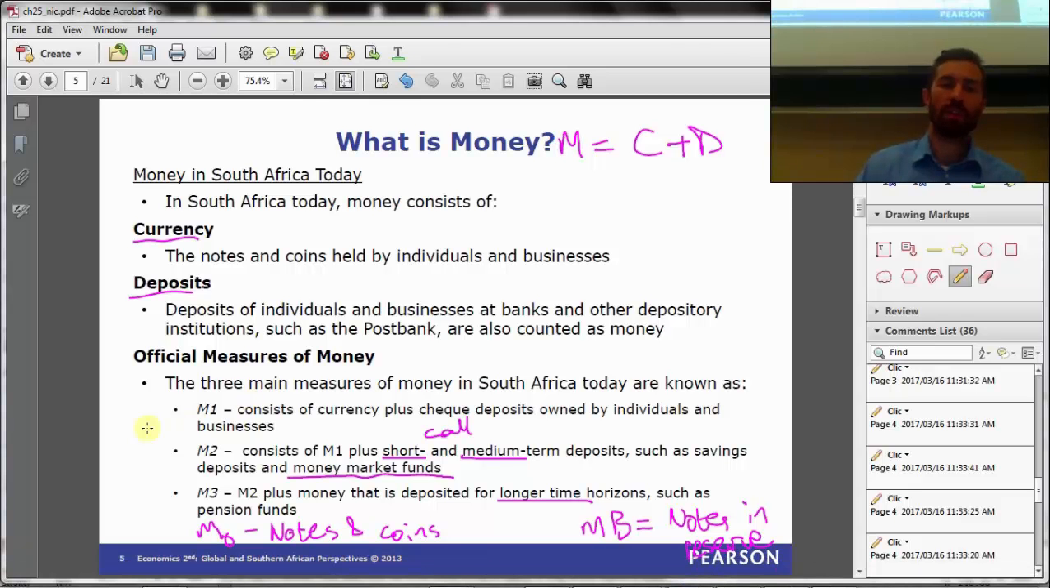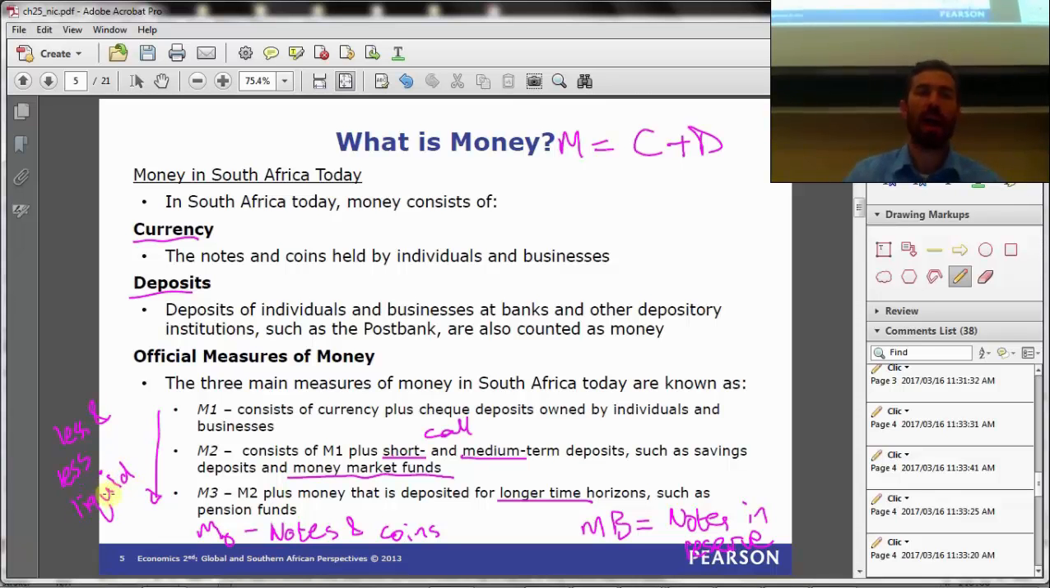So the distinction, in other words, as you go from M1 down to M3, your savings, in other words, your assets, that's this financial asset, the liquidity of that financial asset decreases. In other words, as we go down, we get less and less liquid.